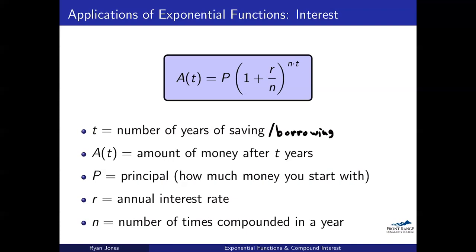But just to highlight these big things, T is the number of years that I save. A is the final amount of money that I have. P is how much I start with. So basically, I'm starting with P and I'm ending at A. R is the interest rate that the bank or the loan or whatever it is giving me, and N is the number of times that they add money into my account.